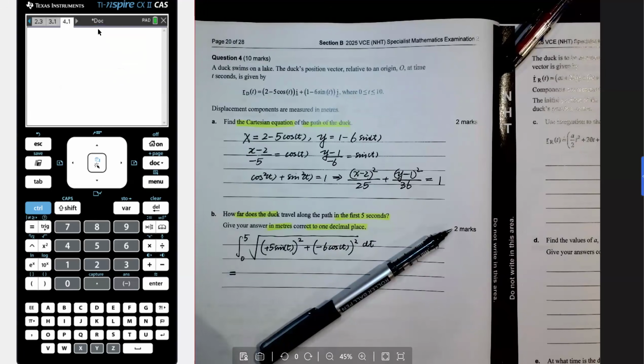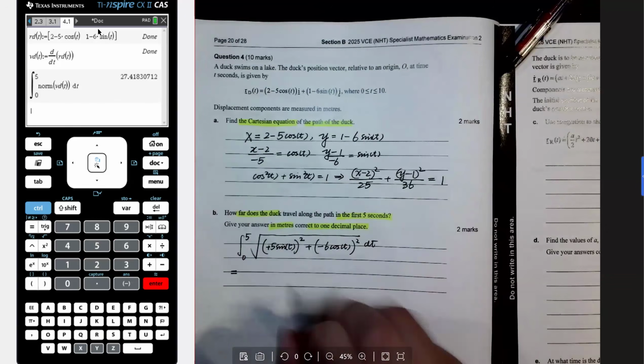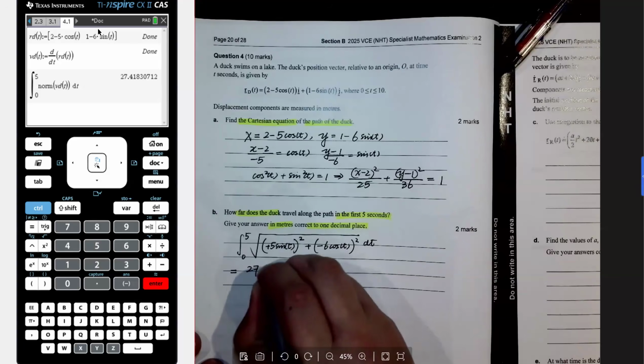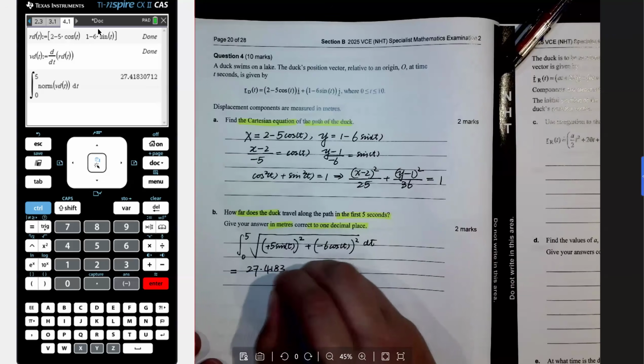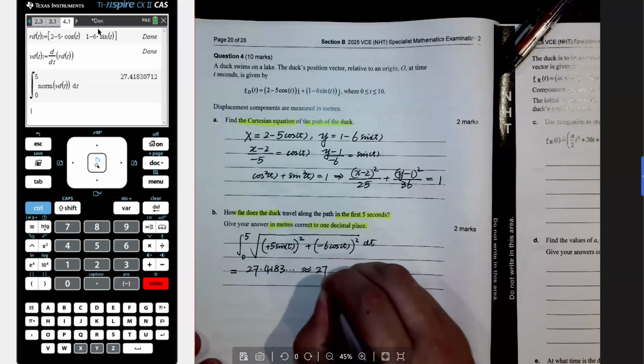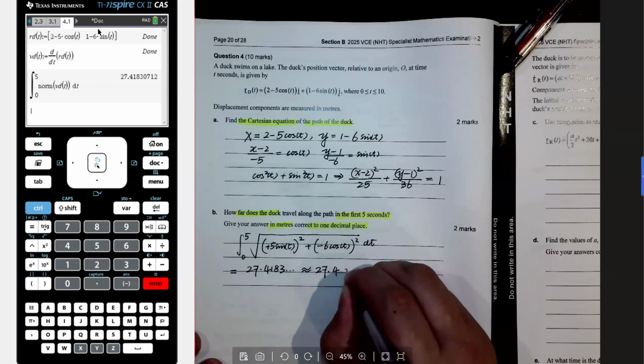I might want to define this function. Say r(t) is assigned to 2 minus 5 cosine t, comma 1 minus 6 sine t. Velocity v(t) is assigned to the derivative of r(t) with respect to t. And integral of norm v(t) dt from 0 to 5, control enter. 27.4183, which is rounded to 27.4 meters.